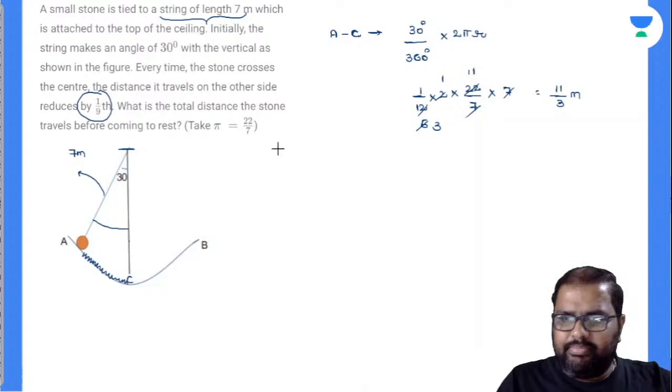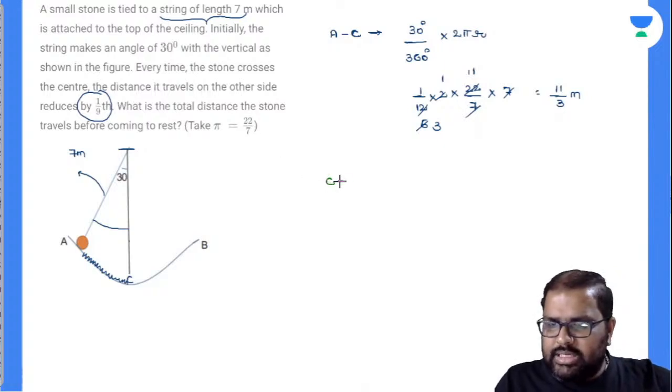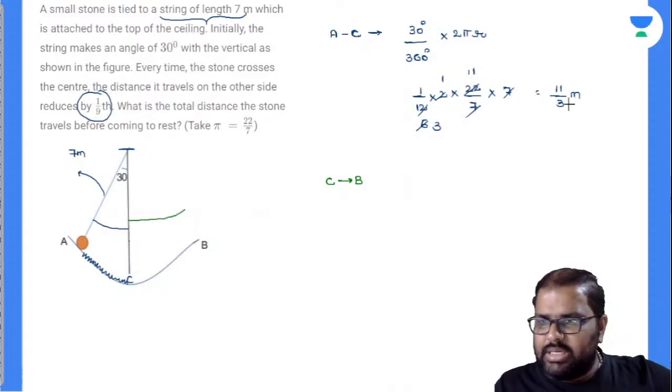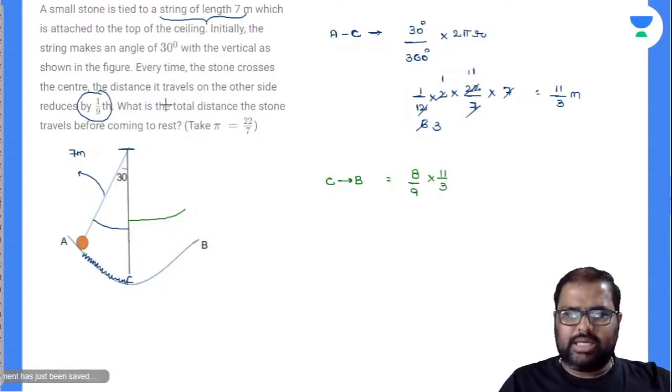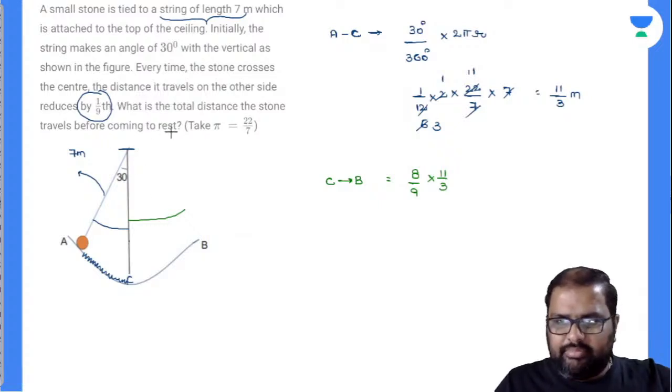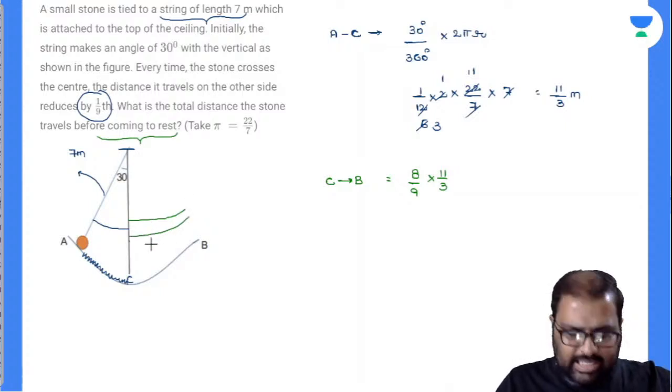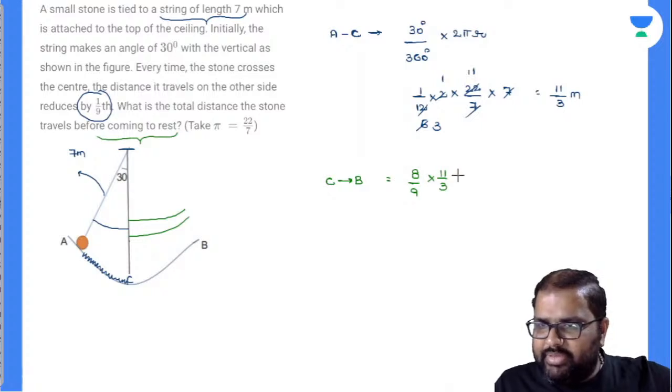So what happens from C to B? The distance traveled from C to B will be, observe, reduced by 1/9. So it is 11/3, and now the present distance will be 8/9. Reduced by 1/9 means the remaining is 8/9 into 11/3. Perfectly done. Now what is the question asked? The total distance the stone travels before coming to rest. Coming to rest means from B to C also it will travel the same distance. If it is X here, it will be X here. So I have to multiply it by 2.